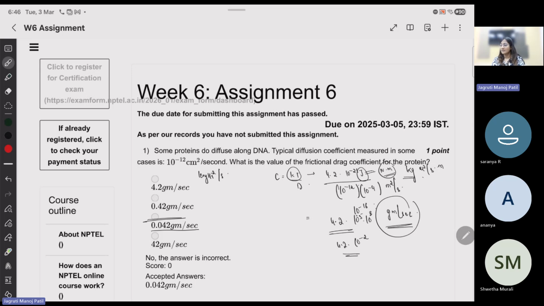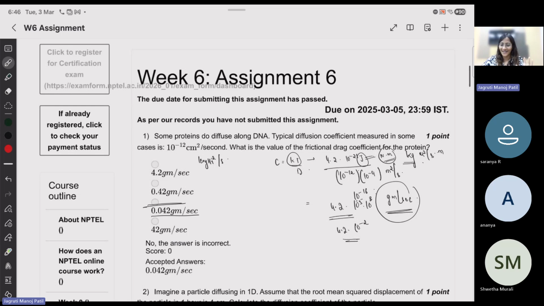Okay, this is all about units. When we're looking at diffusive flows and concentrations, it's all about units. If your units fall into place, you're good to go. You don't even need to know the theory behind it. Okay.